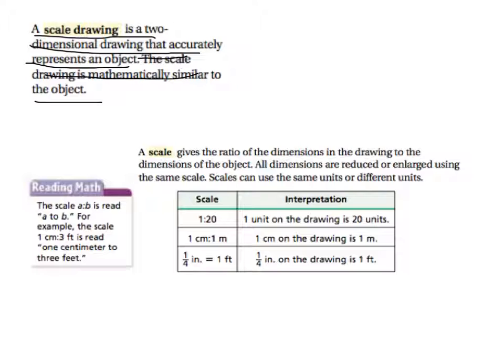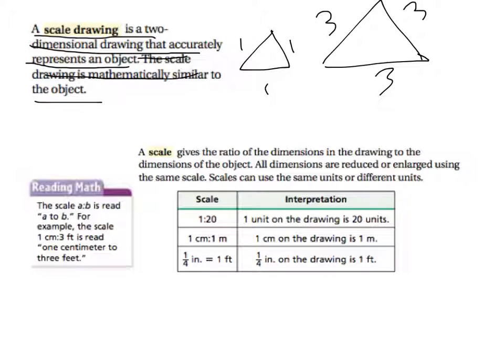So you guys have to remember what similar means. Similar means it's the same shape but different dimensions, okay? So when we're talking about the same shape, we're talking about like this, but different dimensions. So if this is 1, 1, 1, this might be 3, 3, 3. These are similar figures. So a scale drawing is something like this, okay?